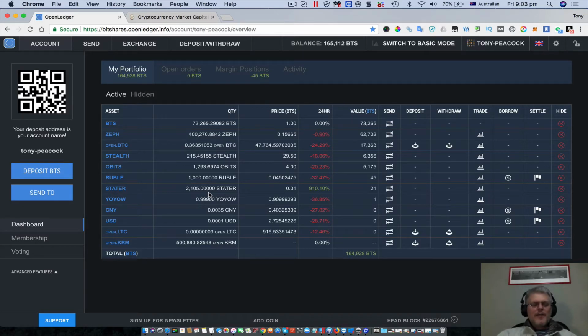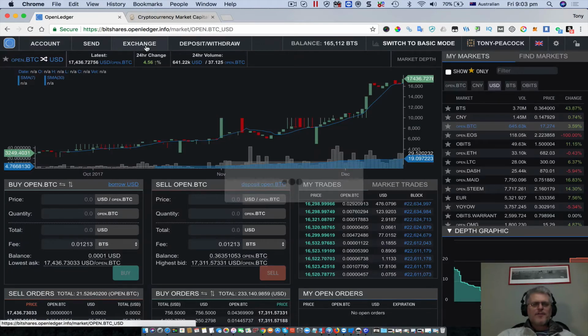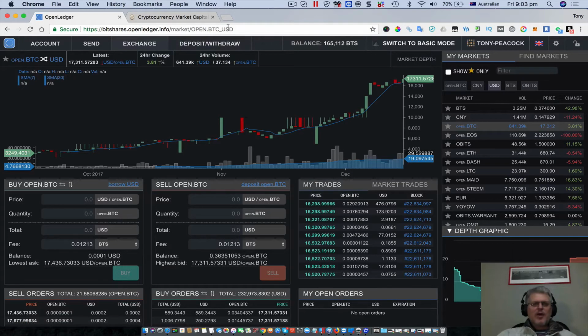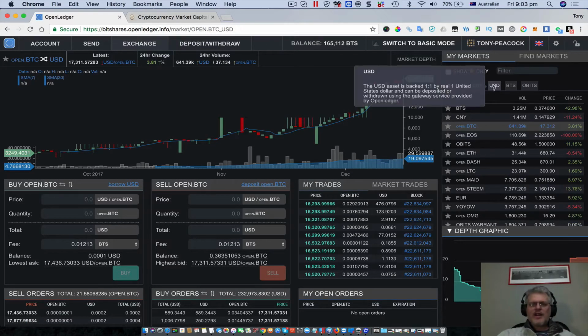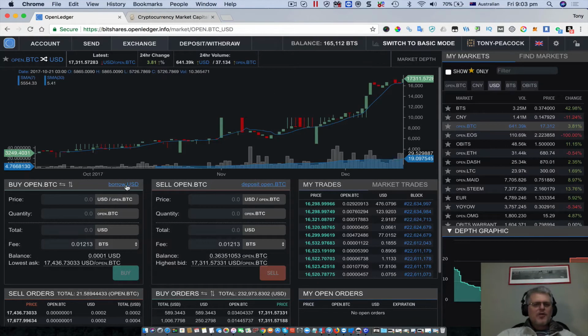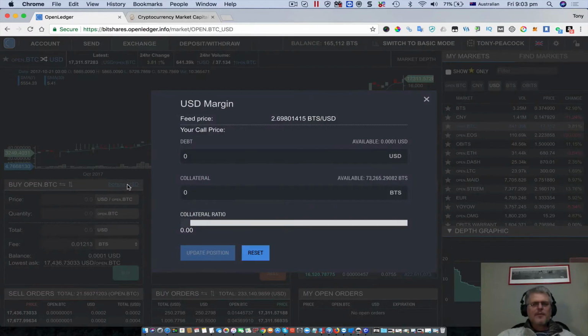So now you can see I've already got USD here. So I could just click on here and go to trade, right? Or I can click on exchange and I can go up in here or I can go over here. Either way, I would use this borrow USD. Okay, so if I click here, it now brings up, here's my collateral, and you can see I've got no debt.